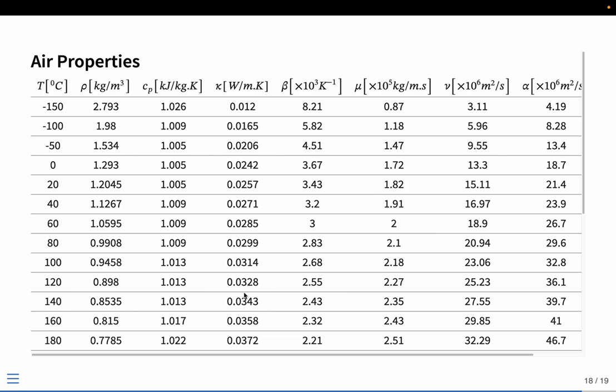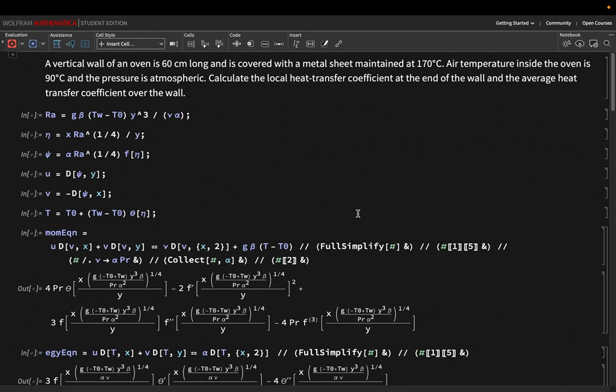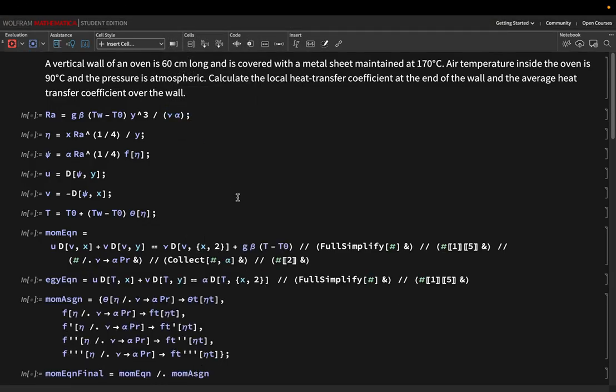Once you get the property values, you have to solve for this equation, for which I'm going to use something called Mathematica. How many of you are already familiar with this tool? Okay, there are a couple of students. So have you used this before? Okay, maybe there will be someone who hasn't used it.